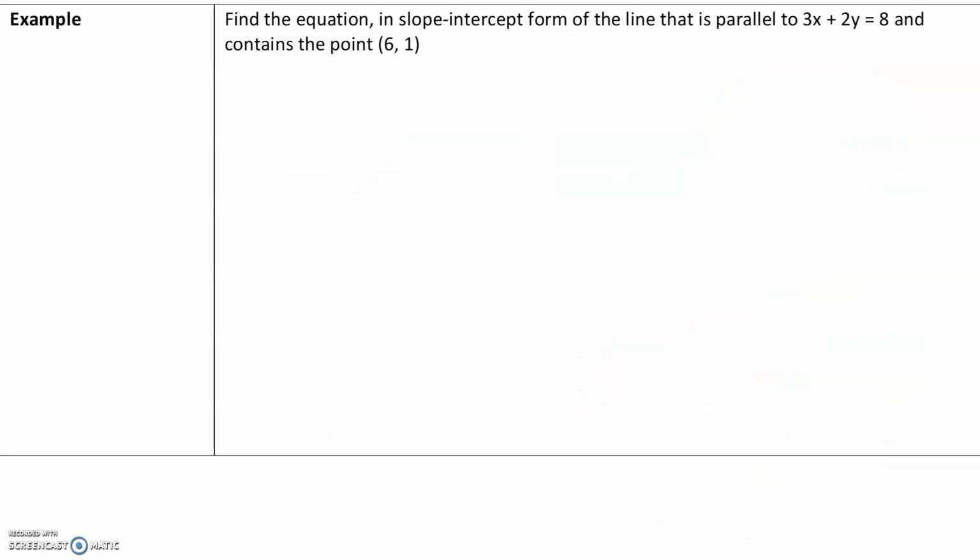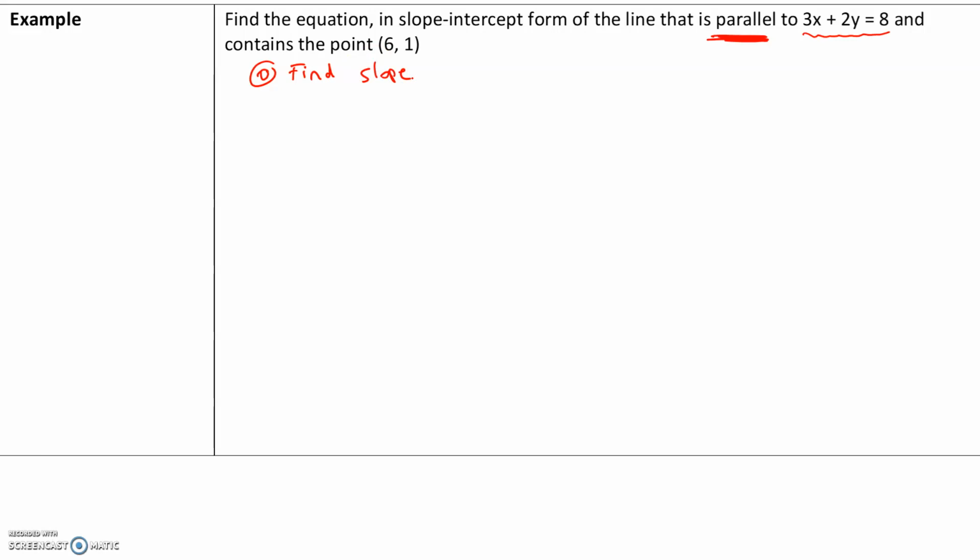Find the equation in slope-intercept form of the line that is parallel to the line 3x plus 2y equals 8 and contains the point (6, 1). Okay, step 0, we need to find the slope. Now, how do we find the slope? Normally we have 2 points. In this case, we only have 1.